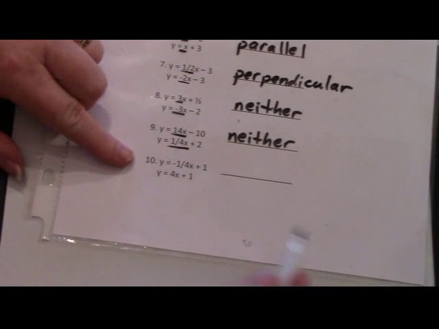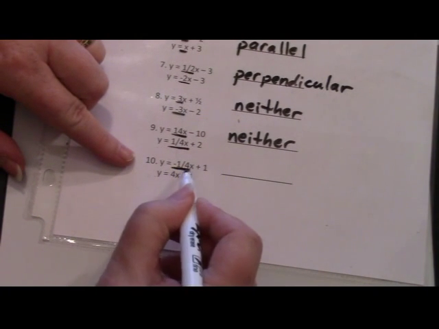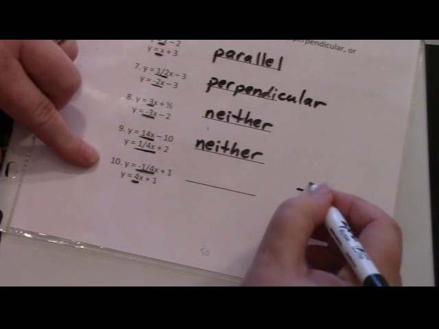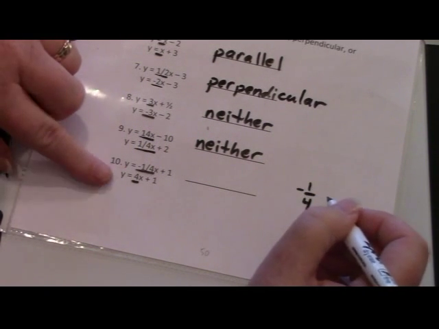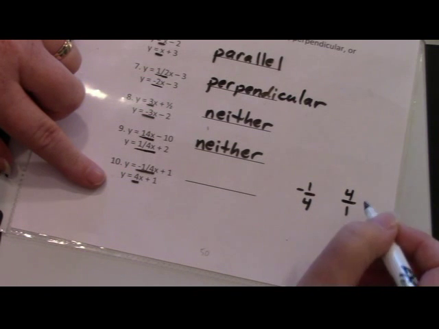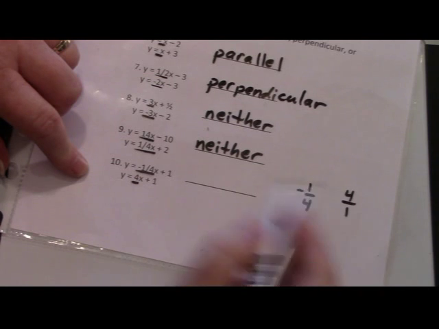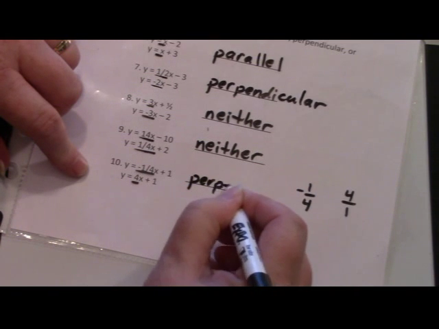Let's look at our last one. Negative 1/4 and 4. Again, if this makes it easier, let's write it this way. Negative 1/4. How is a whole number written? 4 over 1. What's our criteria? They're opposite and they are inverted. So they, in fact, are perpendicular lines.